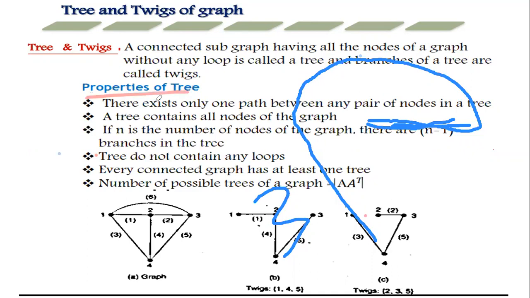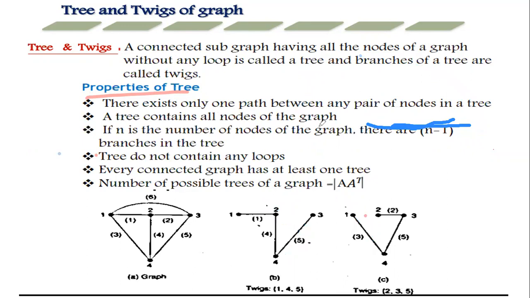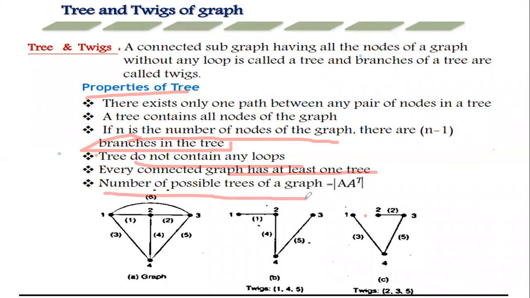So properties of trees are there. There exists only one path between any pair of nodes in a tree. A tree contains all nodes of the graph. If n is the number of nodes of the graph, there are n minus 1 branches in the tree. Trees do not contain any loops. Every connected graph has at least one tree. Number of possible trees of a graph is equal to A A transpose.